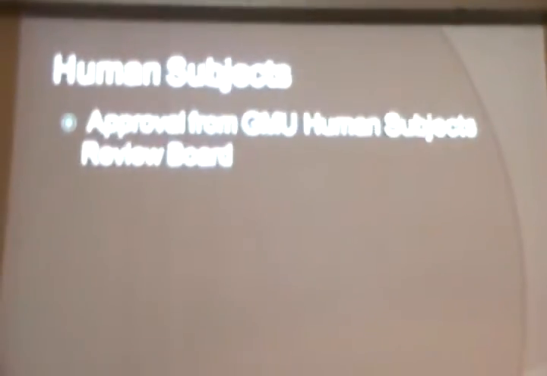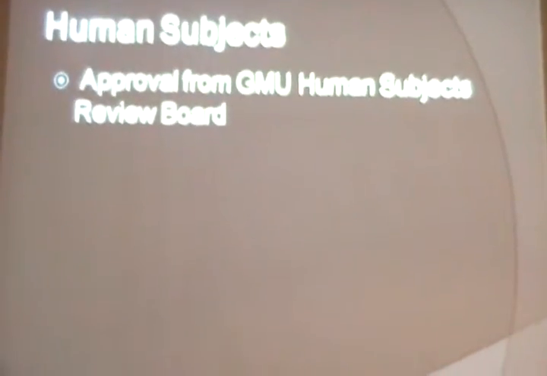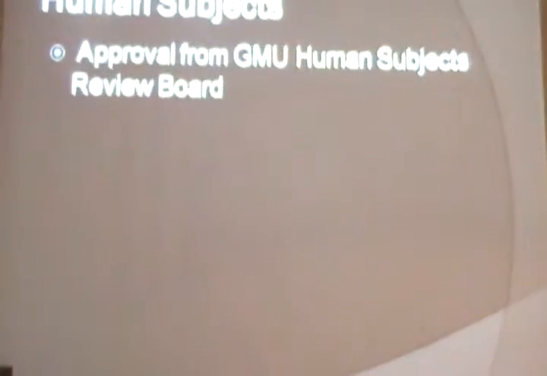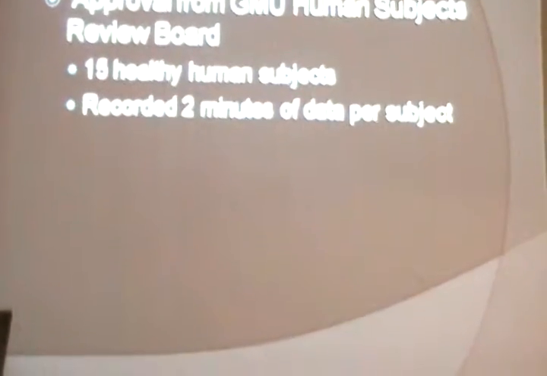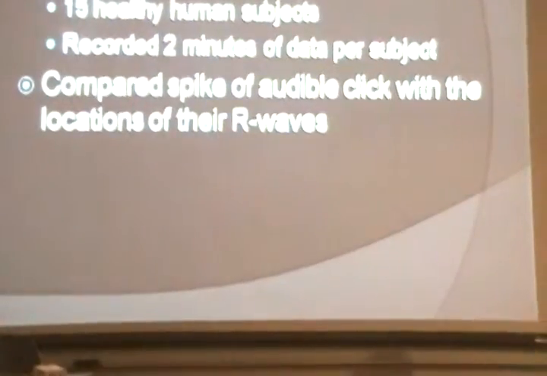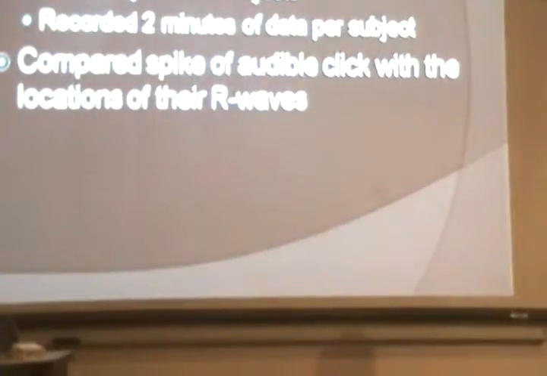At human subjects, we received approval from the GMU Human Subjects Review Board. We recruited 15 healthy human subjects of all ages, genders, and ethnic backgrounds, and recorded 2 minutes of data per subject. We then compared the spike of the audible click, which the locations of their airways were detected.